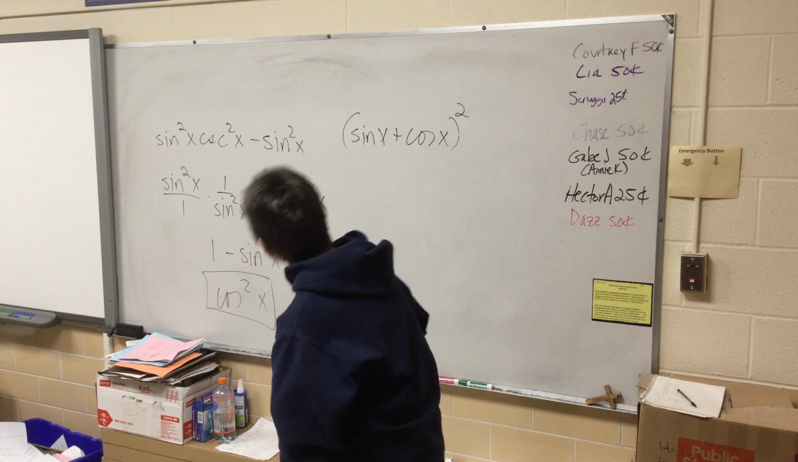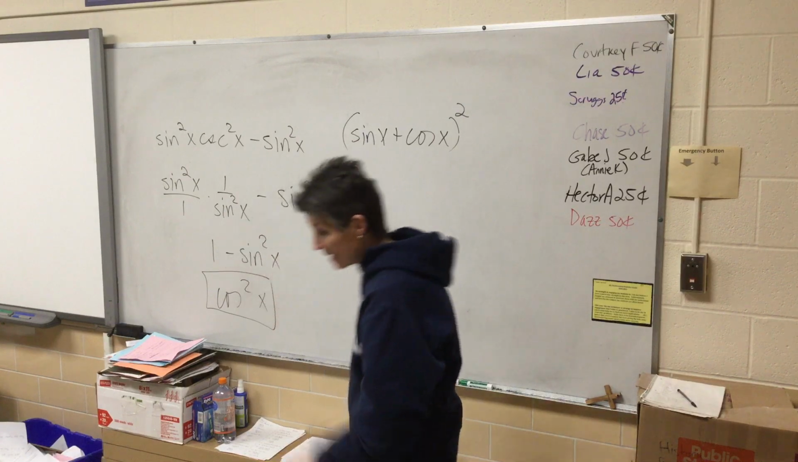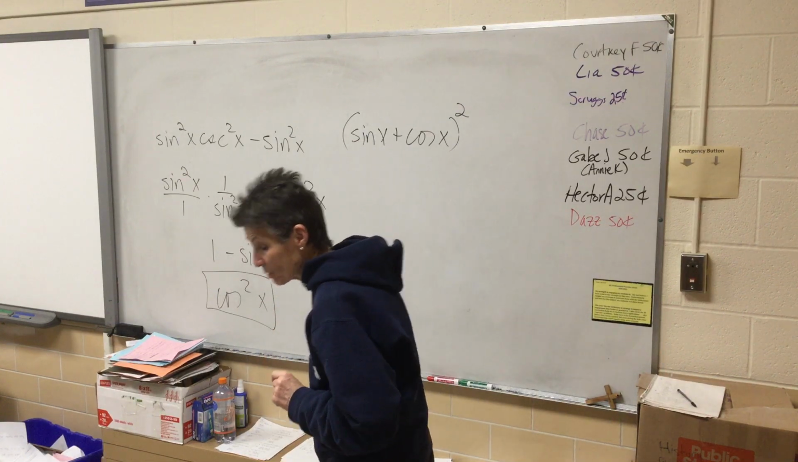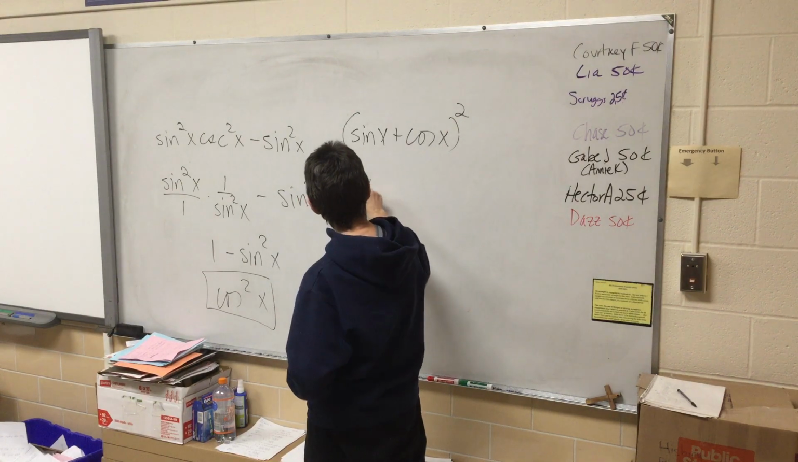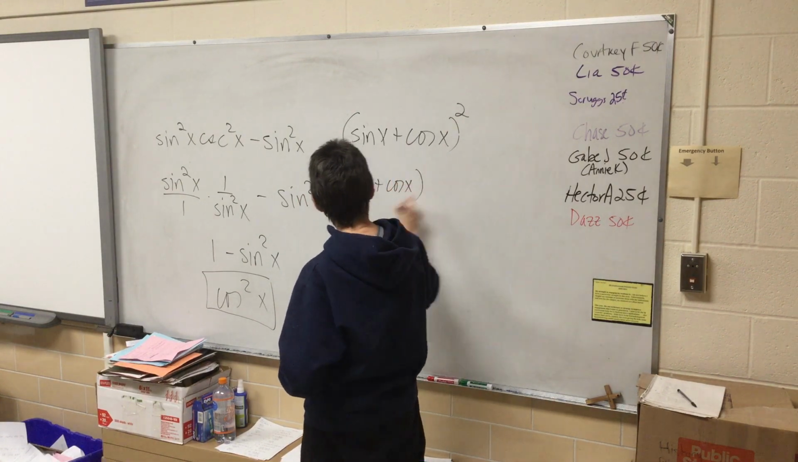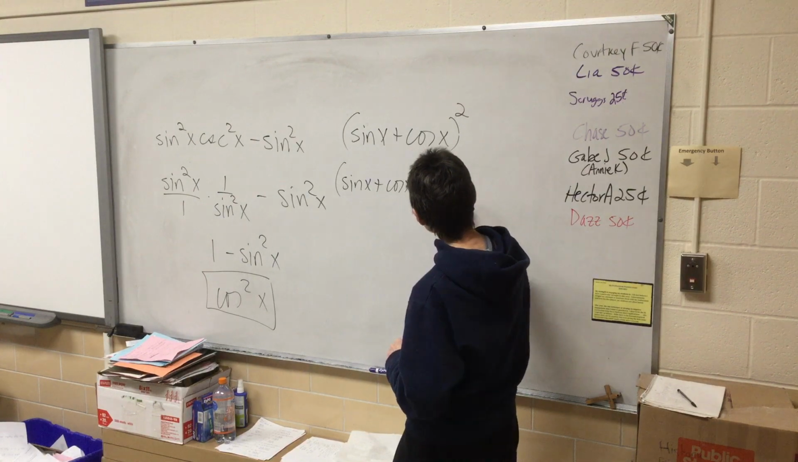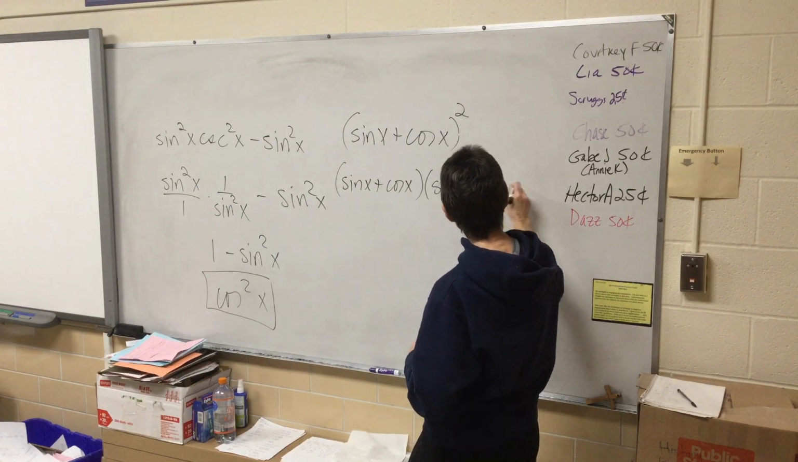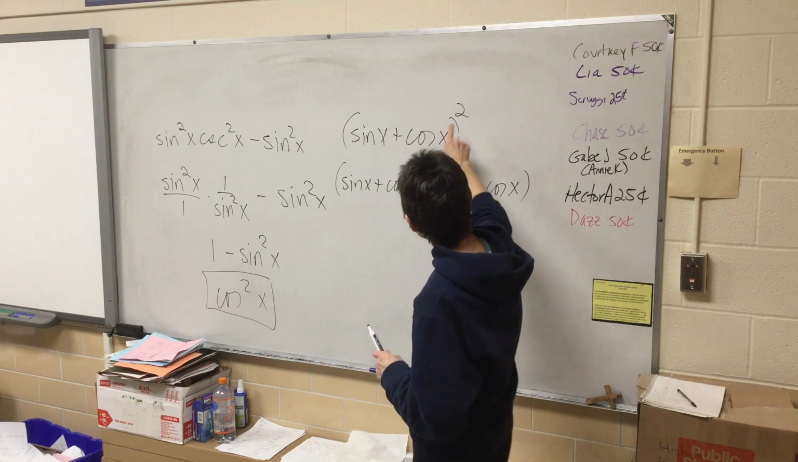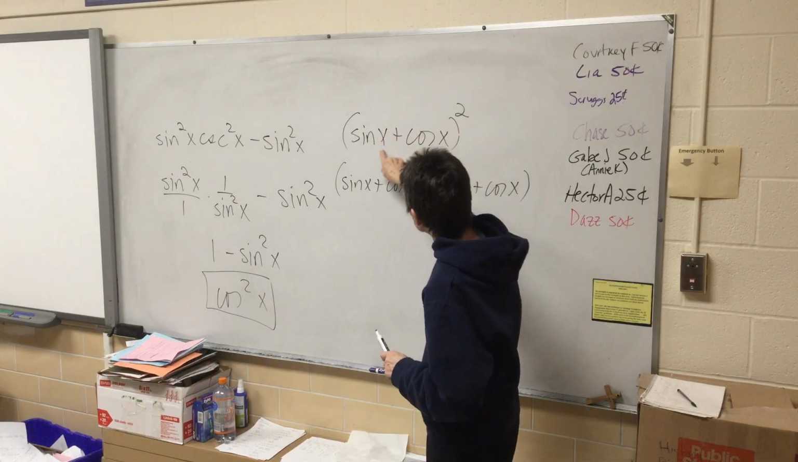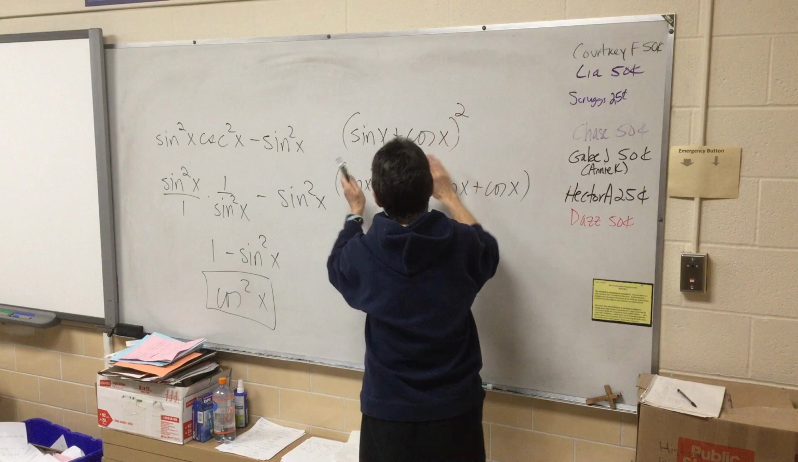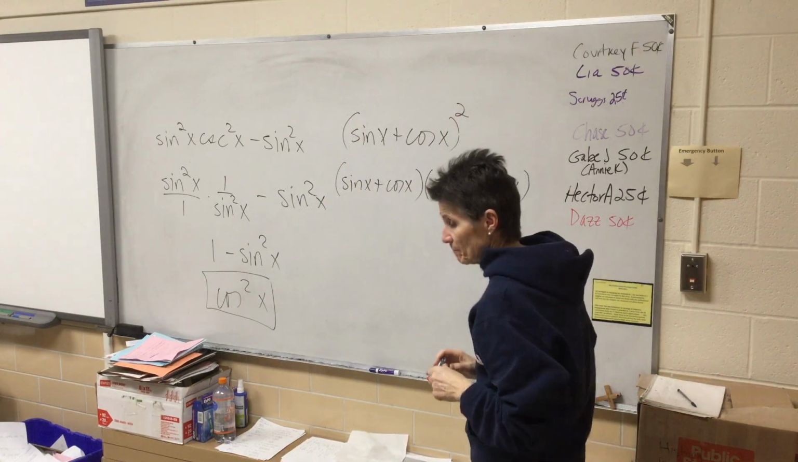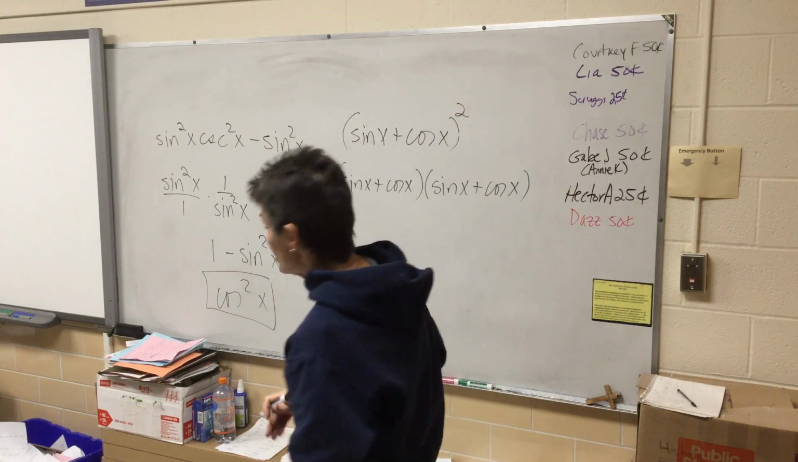Distribute? Yes, otherwise known as FOIL. The actual name is distribute, that's right, that's perfect, but we usually call it foiling. But distributing is exactly what it is. So we have to take sine plus cosine times sine plus cosine. Groupies, this does not mean you just square each one. That's not what that means. That means you are squaring the whole parentheses. So now we're going to do our FOIL.